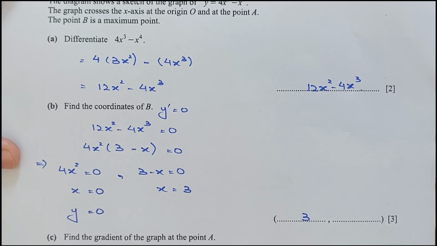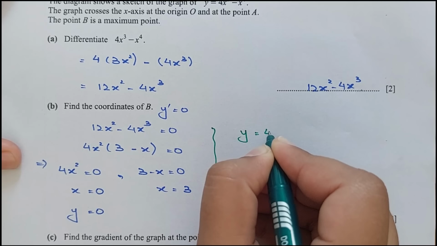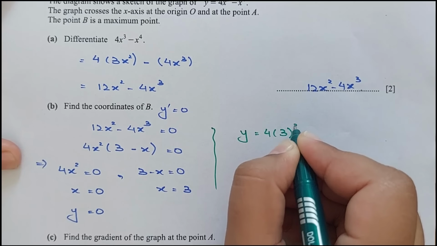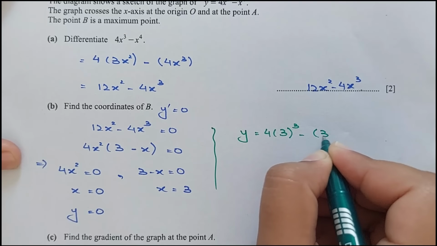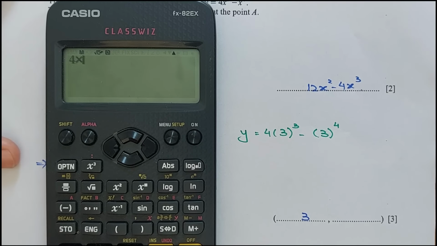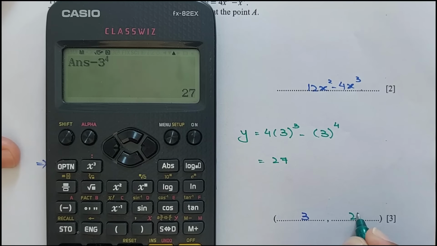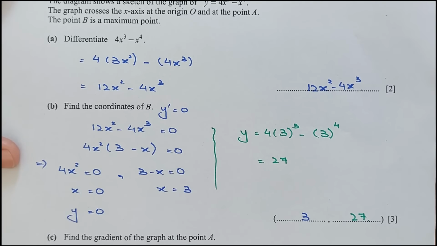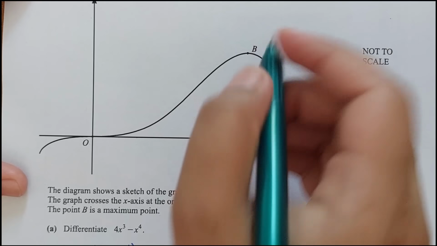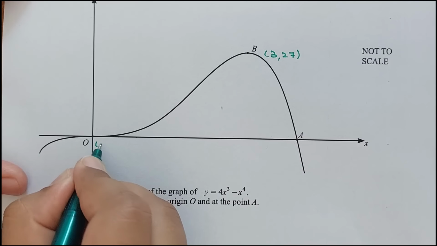When x coordinate is 3, what is the y coordinate? So y is equal to 4x cube minus x to the power of 4. 4 times 3 cube minus 3 to the power 4. This is 27. So 3 and 27, these are the coordinates of point B, which is (3, 27), and the origin is (0, 0).